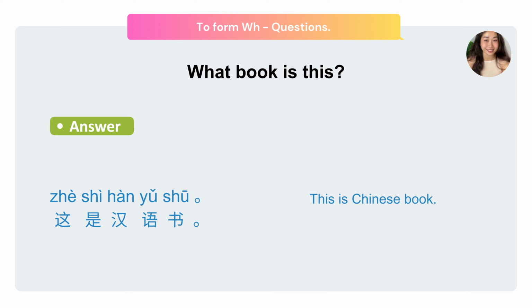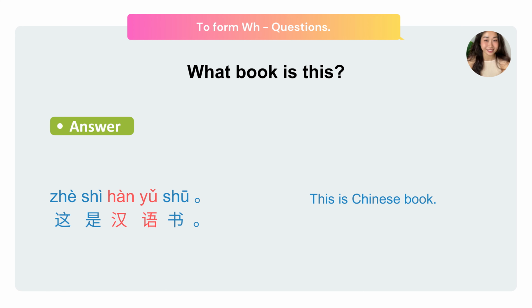In Chinese would be 这是汉语书. And as we mentioned before, when forming WH questions in Chinese, the question words replace the answer section of the statement. And what is the answer section here? Is 汉语. Here is 汉语. 汉语 is the answer section. Or whatever your answer is.